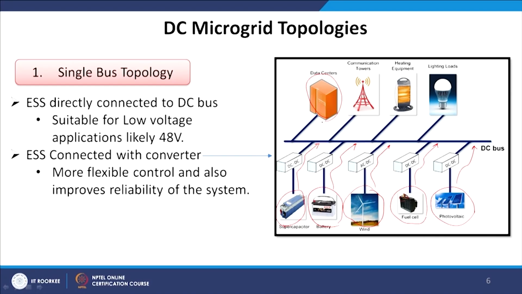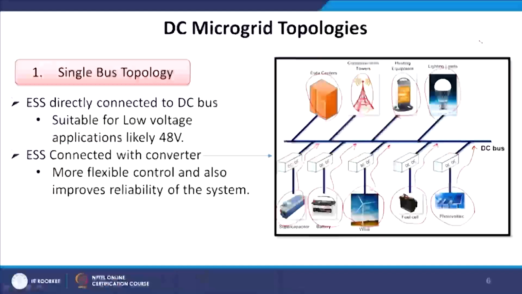Communication towers can take direct energy from the DC grid. Heating equipment as well as the lighting loads can directly be connected. So, if you look into this architecture of a single bus topology, as a whole I can say the DC grid can cater those specific loads through those generations.